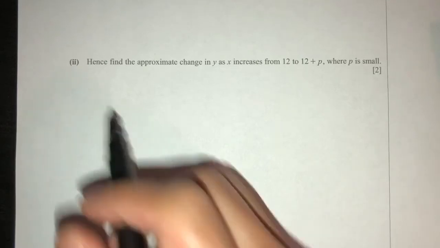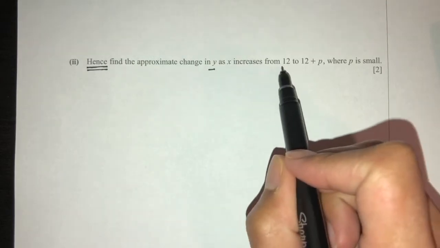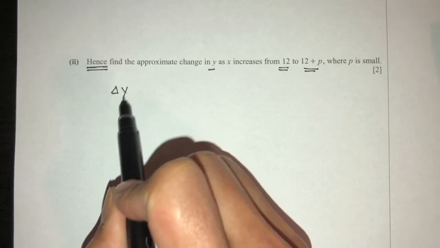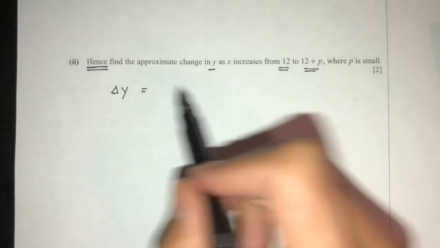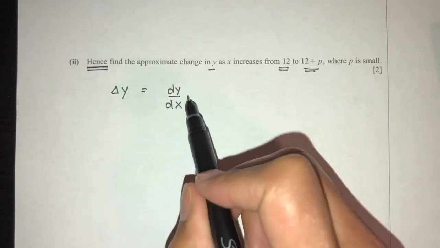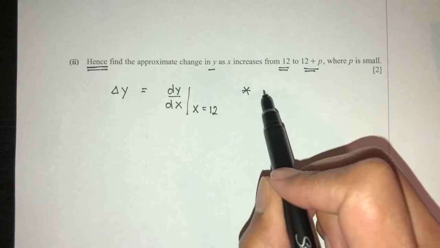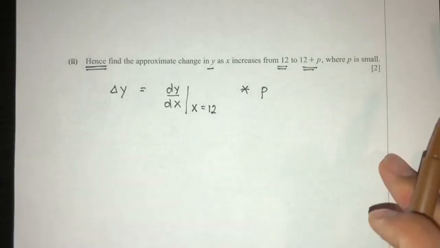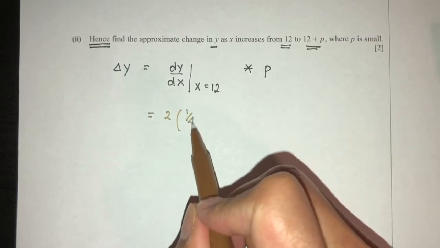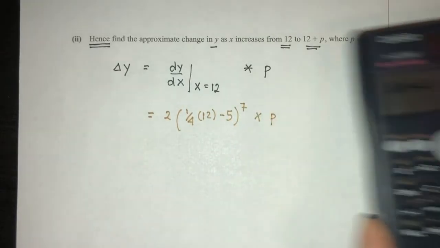Now for part 2, hence meaning using the value from part 1, find the approximate change in y as x increases from this value to this value. So approximate change in y, so change in y is equal to what? You have to do dy by dx, because we have to use that value, hence meaning using the value from part 1 at x equal to 12, then multiply by the value of p for your answer. So dy by dx from the question is given by 2 (1 over 4 times x minus 5) power 7 times p. So what do we have here?